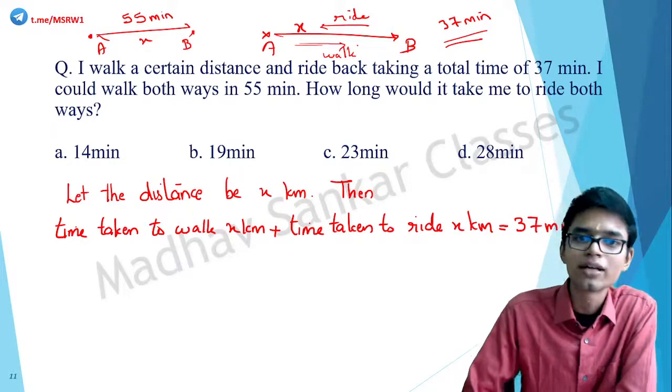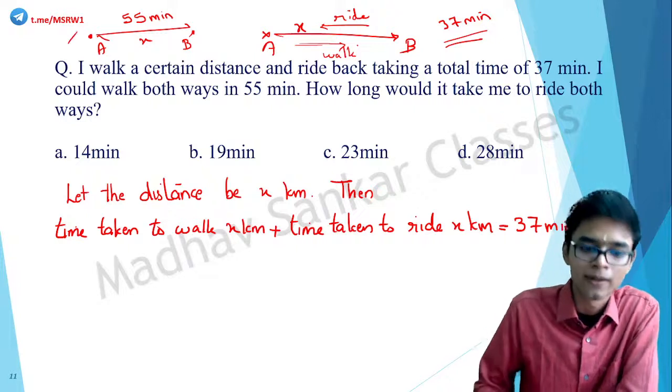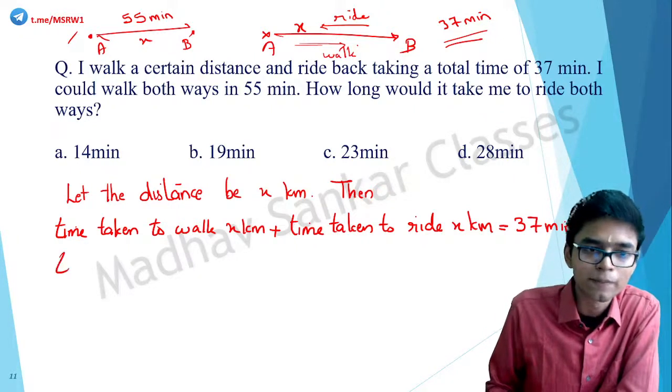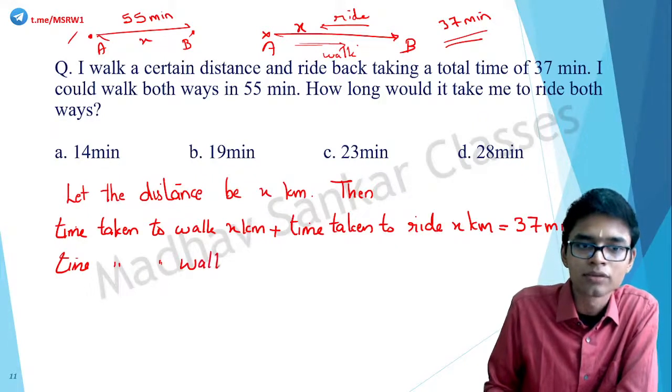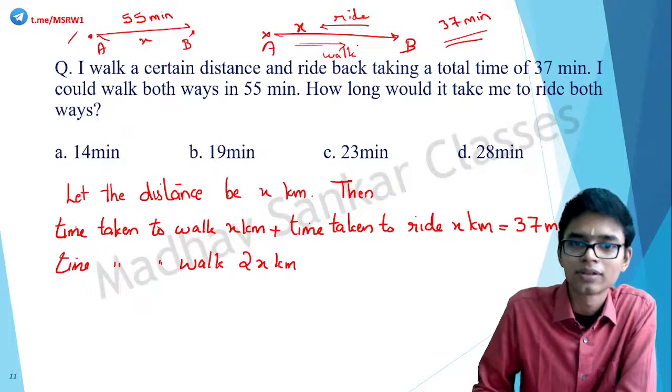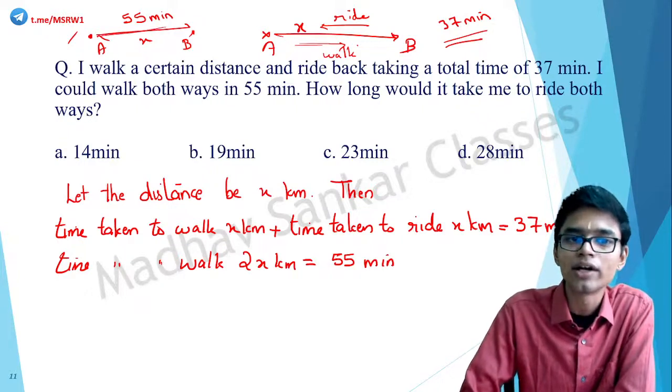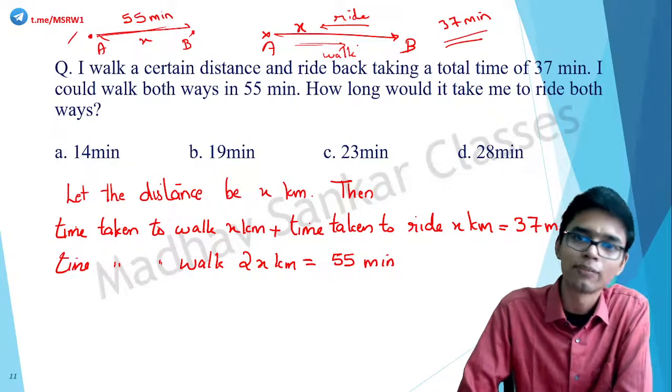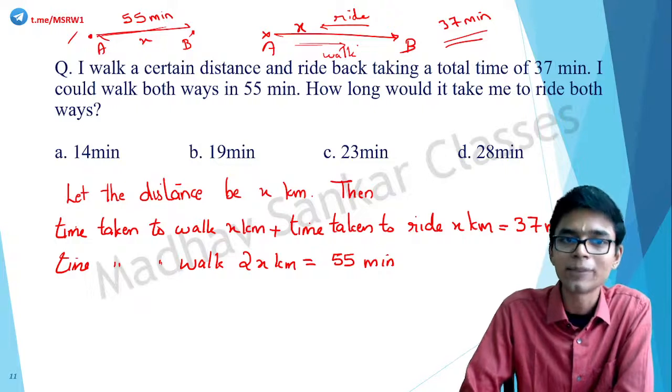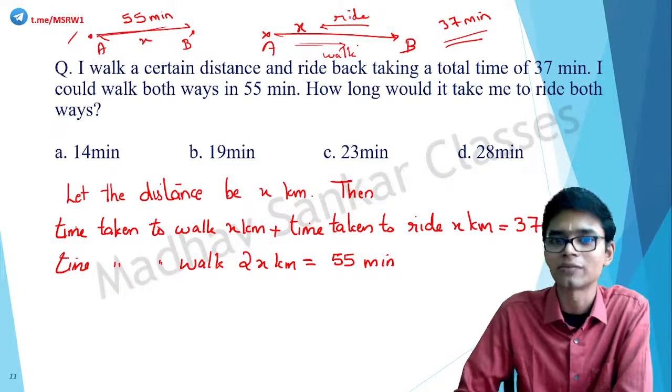Correct? So similarly, from the second diagram, time taken to walk 2x kilometers is equal to 55 minutes. Correct? Forward x, backward also x, and both are walking. So the total time is 55 minutes, also given in the question.